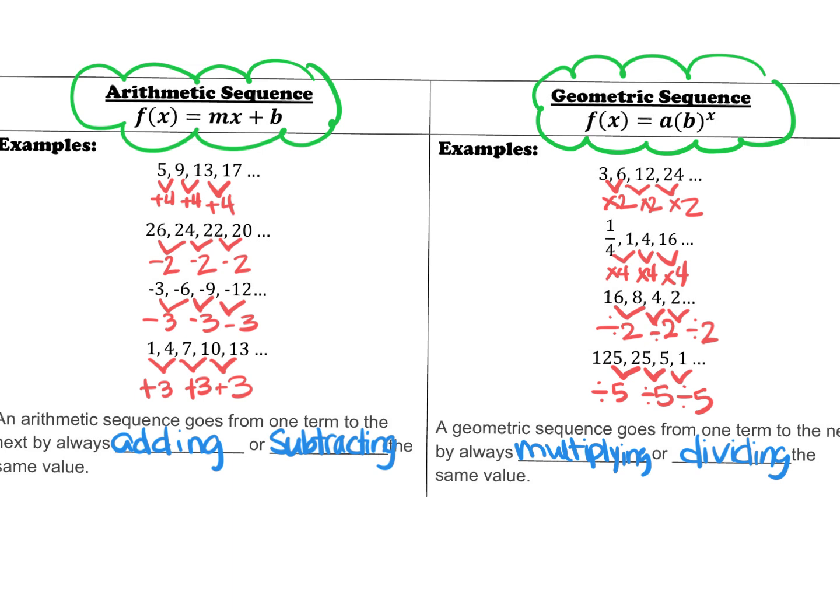Where the geometric sequences go from one term to the next by always multiplying or dividing. So that's the difference between the two. One, you're adding or subtracting, and the other, geometric, we're multiplying or dividing.